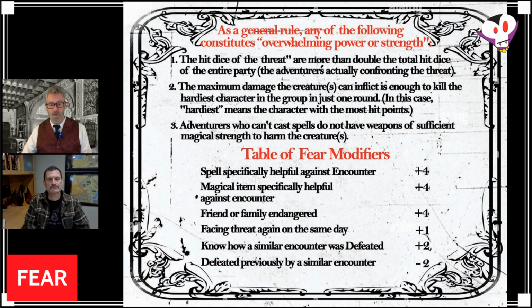And there's other things that we have to look at, which are up on the screen here, the table of fear modifiers. So if you have a spell specifically helpful against an encounter, you get a +4 bonus to your save. So what kind of spells would you think would come into play here, Greg, that would give you this bonus?